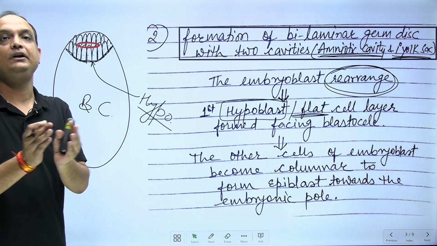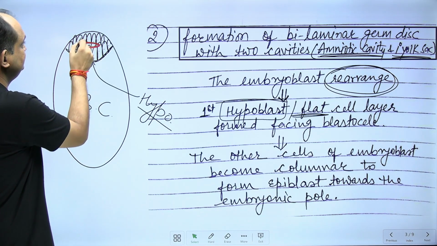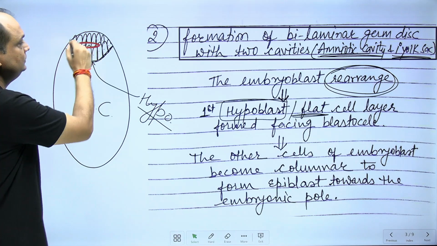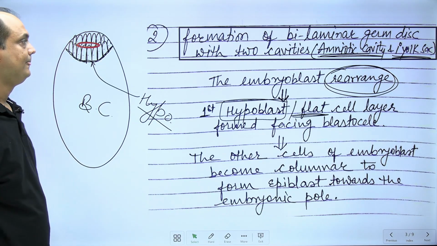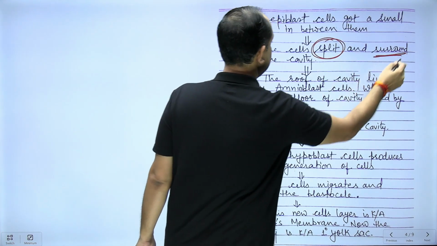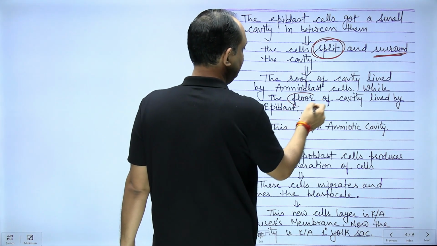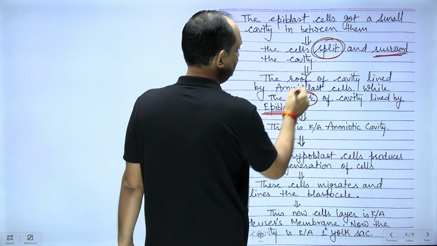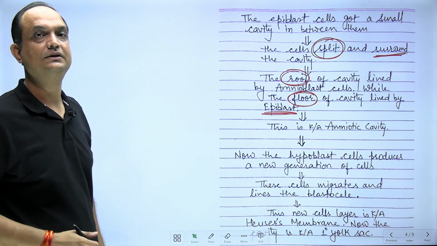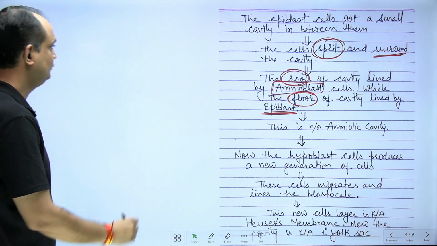Now gradually the cavity will enlarge, and once the cavity enlarges, there is a splitting of the epiblast cells. One cell will remain in the floor and one cell will go into the roof of this cavity. So the cells will split and then surround the cavity. So what is happening now? The floor of the cavity is lined by your epiblast cells, but the roof of the cavity is lined by the split cells of the epiblast, which are now known as amnioblast cells. Clear? So what happened here?